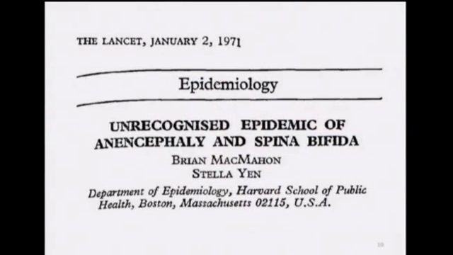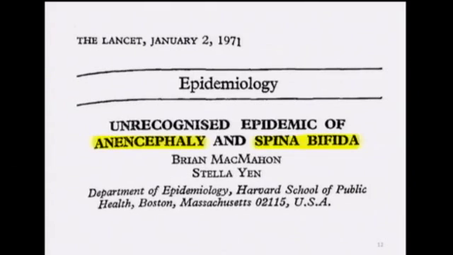So that's the title of their paper. And I'm going to go through the jargon, so that their paper was titled Unrecognized Epidemic of Anencephaly and Spina bifida. Don't worry about the jargon, I'm coming back to it. So let's look at those terms. Basically, these two terms refer to birth defects.